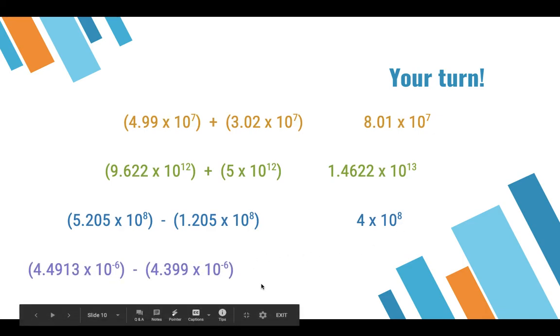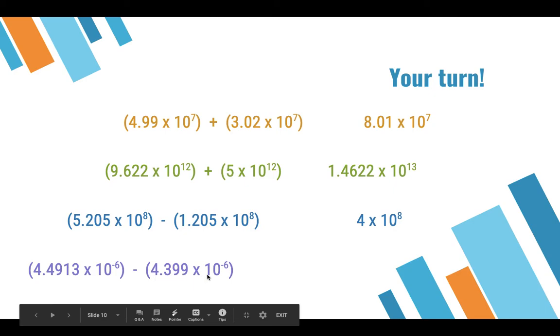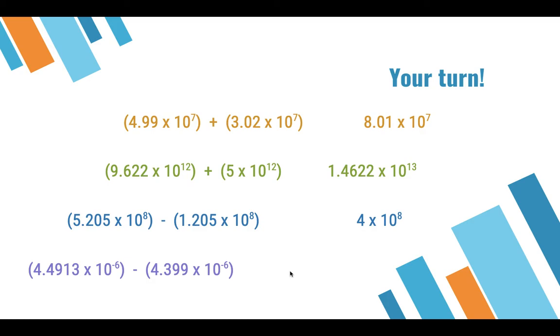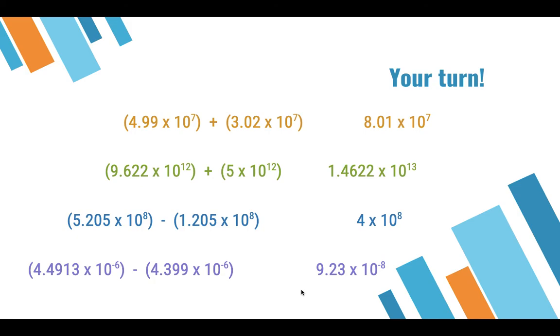And our last example, 4.4913 times 10 to the negative 6 minus 4.399 times 10 to the negative 6. Pause the video, try it. All right, our very first step was we need to subtract our coefficients. So 4.4913 minus 4.399.